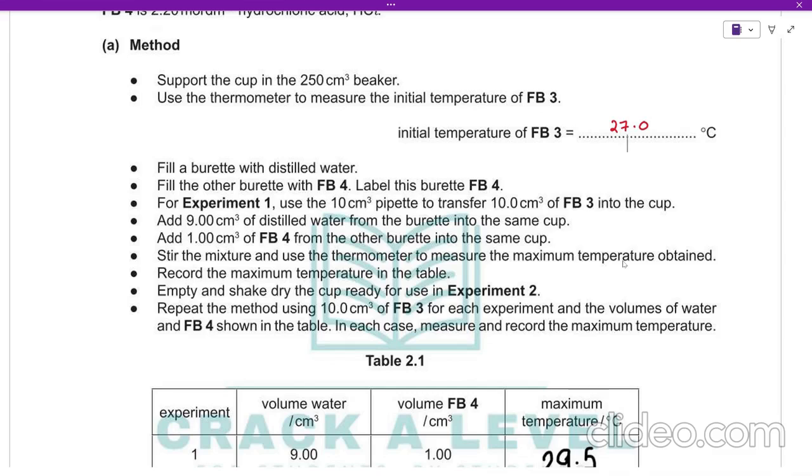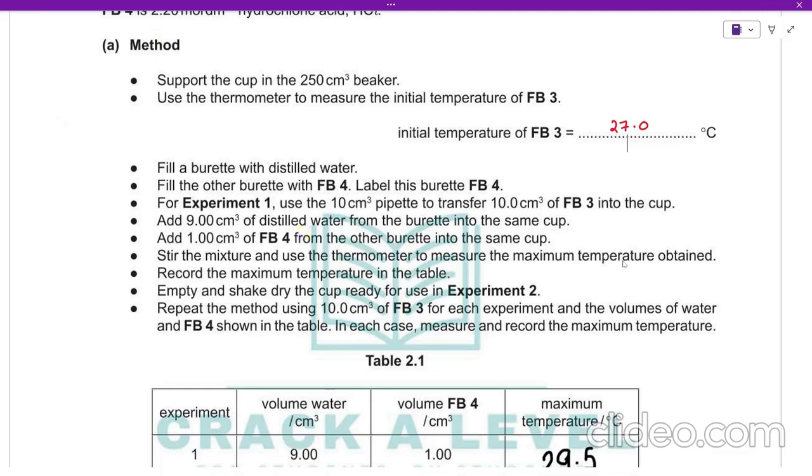Fill a burette with distilled water. Fill the other burette with FB4. So FB4 was the HCl. And for experiment 1, use the 10 cm cube pipette to transfer 10 cm cube of FB3 into the cup and add 9 cm cube of distilled water from the burette into the same cup and stir the mixture and use the thermometer to measure the maximum temperature obtained. Record the maximum temperature in the table, empty and shake dry the cup ready for use in experiment 2.